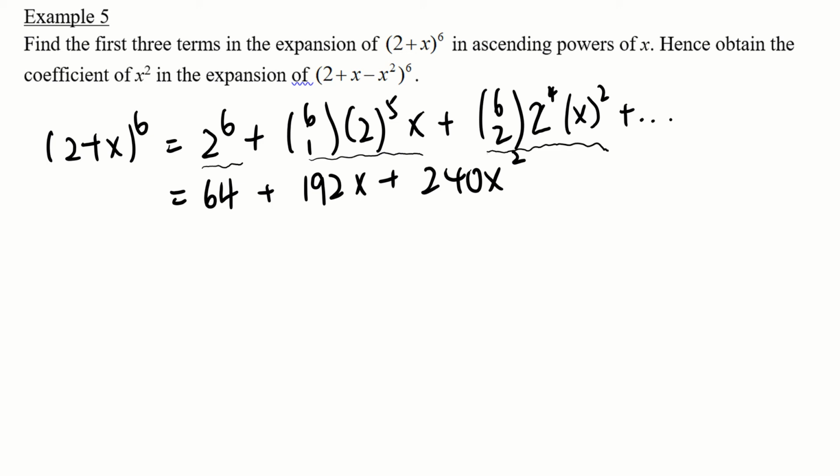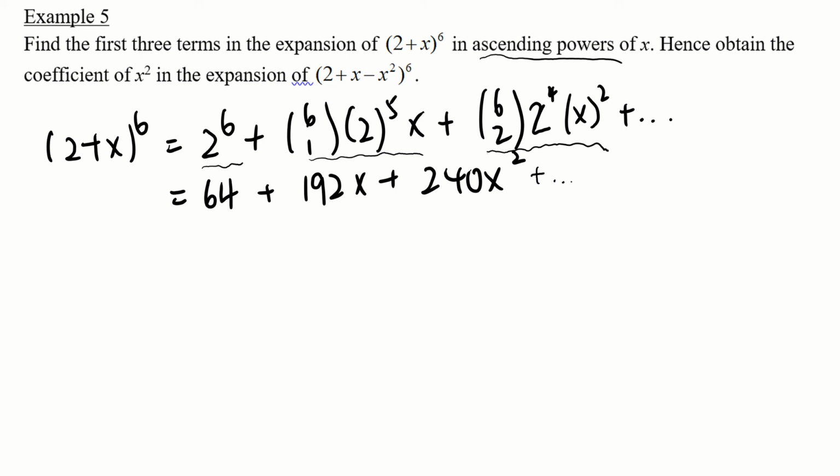Then you do your expansion, you get 64 + 192x + 240x². Since this is incomplete, we put a plus dot dot dot. And then you check that your terms, your x, are all in increasing power. Hence, we have answered the first part.